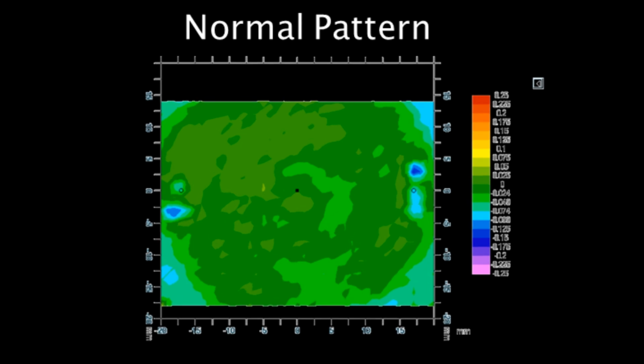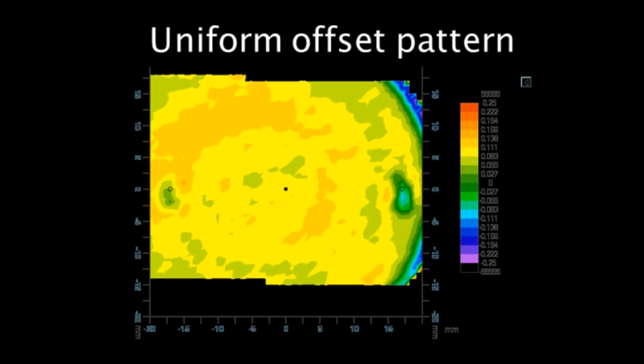This would be the normal pattern. This is an example of an error map of a very good lens. The color is green, which means that the error is close to zero. And the color is uniform, which means it's close to zero for the whole lens. This is the uniform offset pattern. Here the error on the power is different from zero, but it's roughly the same on the whole lens.